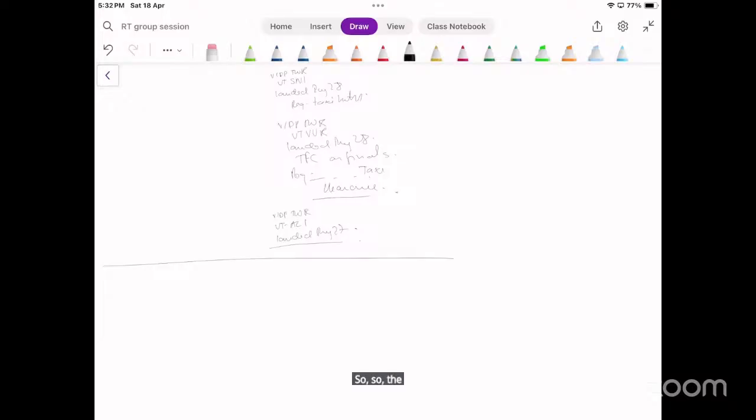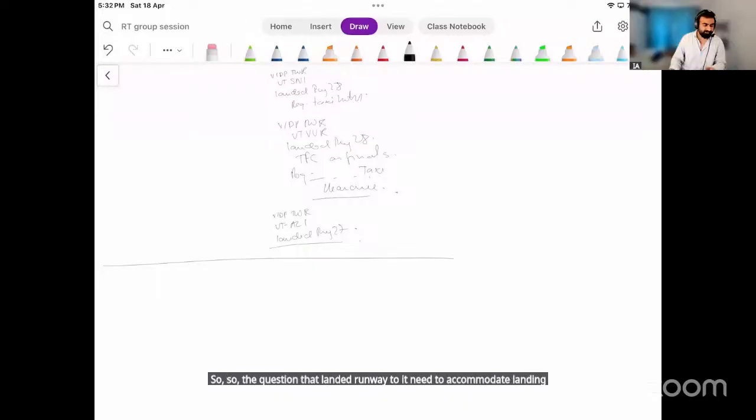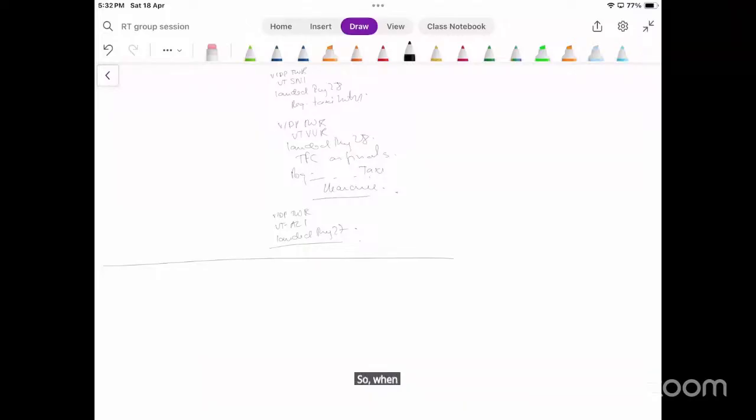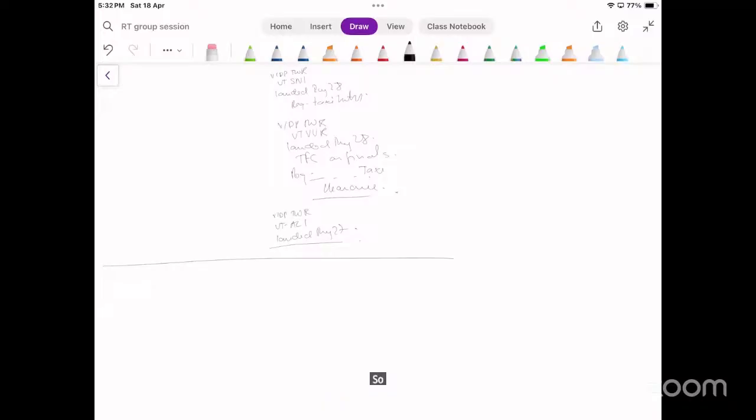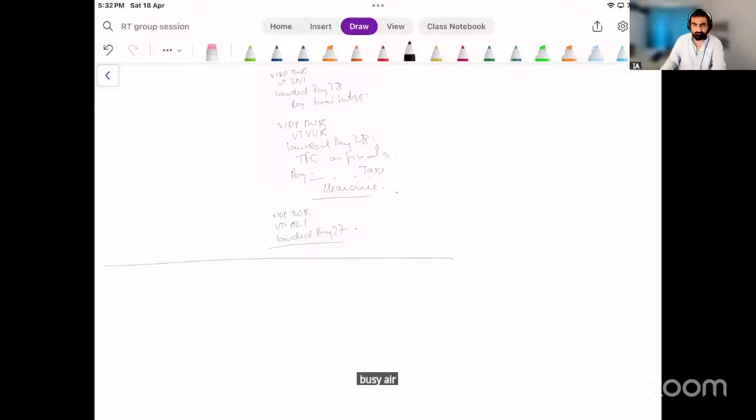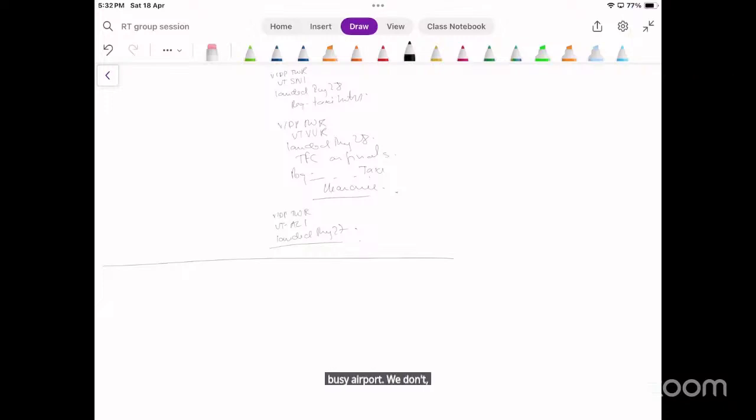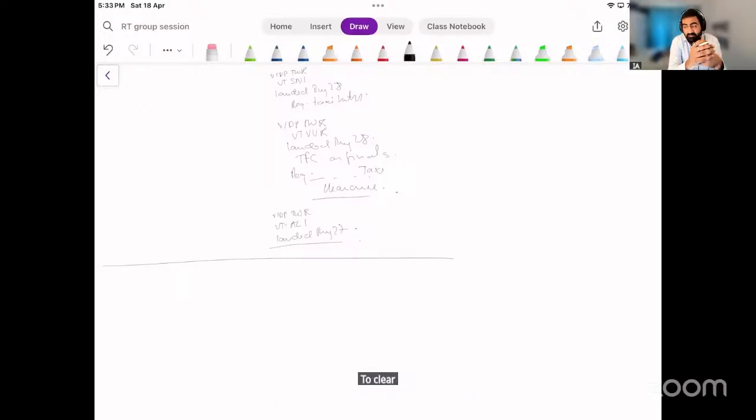So the question is, given that we've landed runway 28, we need to accommodate landing aircraft behind. Correct. So as soon as we land, we need to contact the ATC, right? Mm-hmm. So when it's a busy airport, we don't taxi on our own to the taxiway. The taxiway which is located at a 45-degree angle. Okay, so yes, to clear the runway. Okay. Have you read it somewhere?